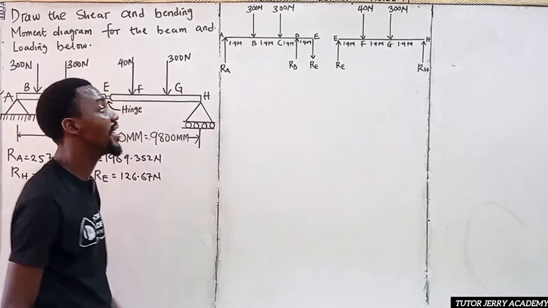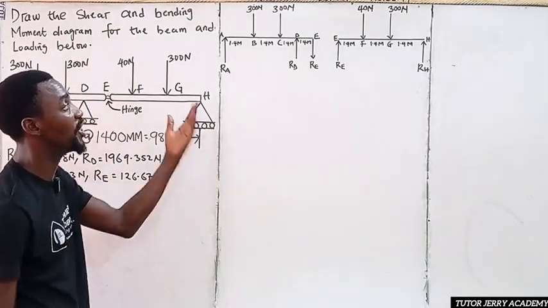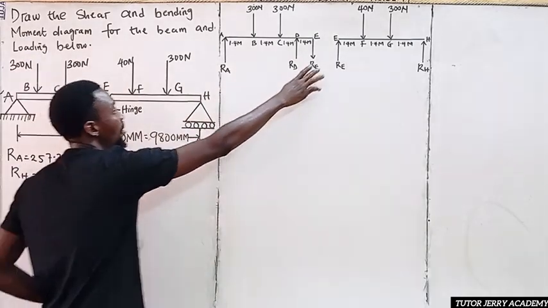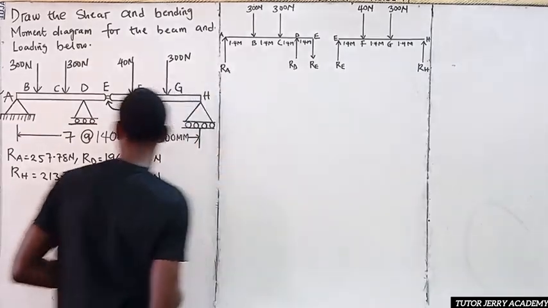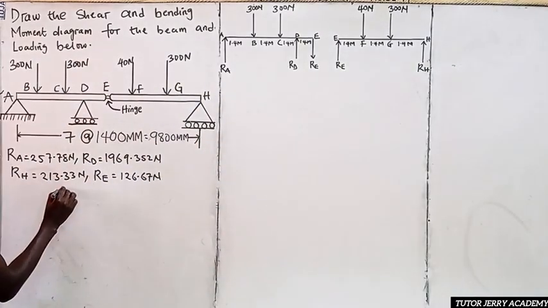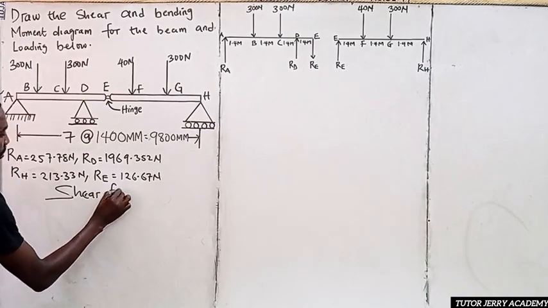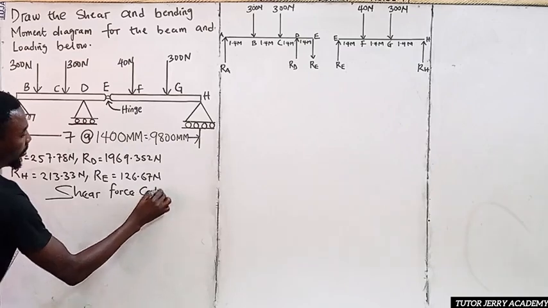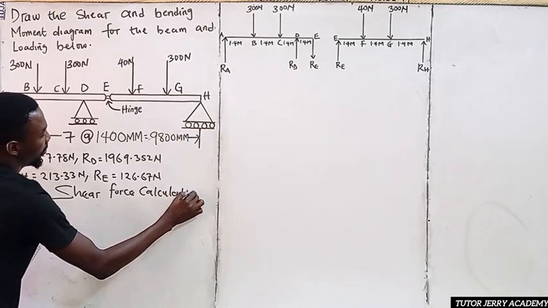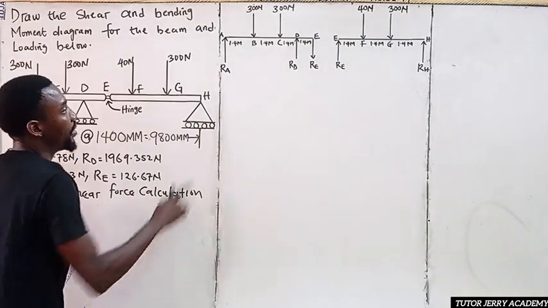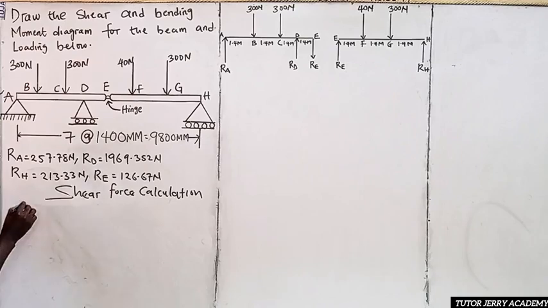All right. So now the next thing we are going to be doing is to calculate the shear force. So we are going to be starting with the shear force of this first beam, which is EH. The shear force calculation. All right, so let's start with that first part there. So let's start with the shear force at point H.